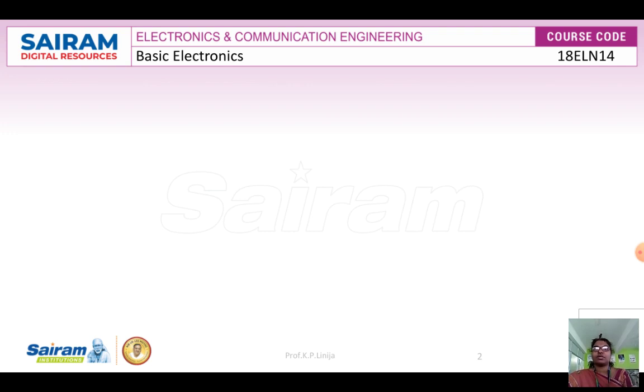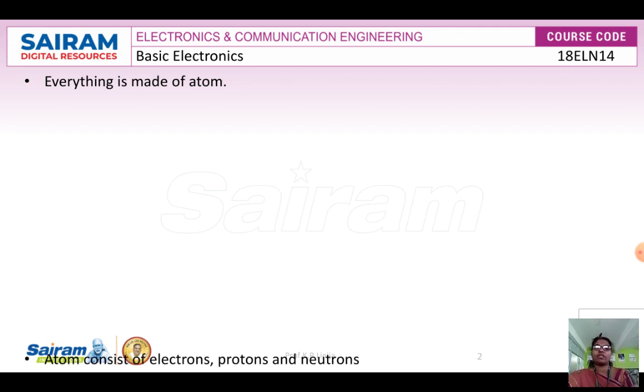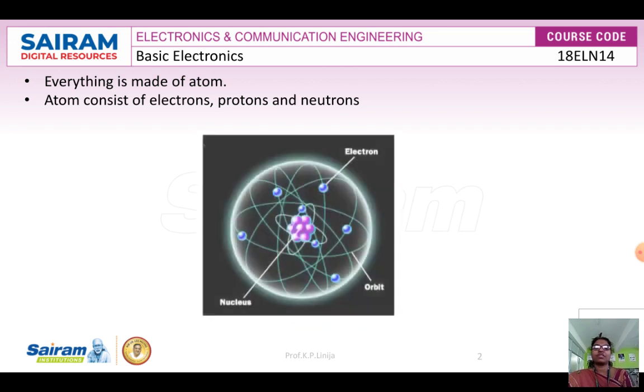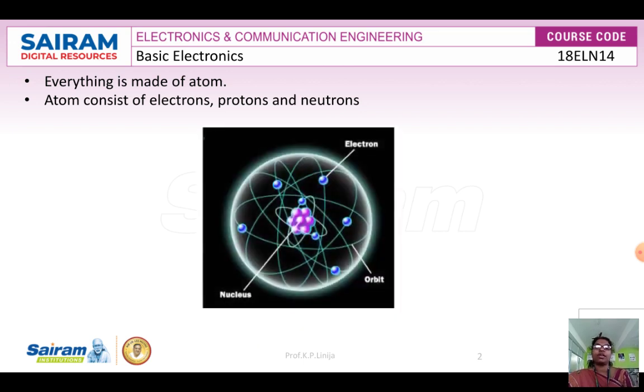An atom consists of three tiny particles: protons, neutrons, and electrons. Protons and electrons are charge carriers. We are already aware of that, and everything is made up of atoms. Now based on this we can see the structure of the atom. Here we can see the orbit. Along the orbit the electrons are revolving, and the lavender colored part is called the nucleus.